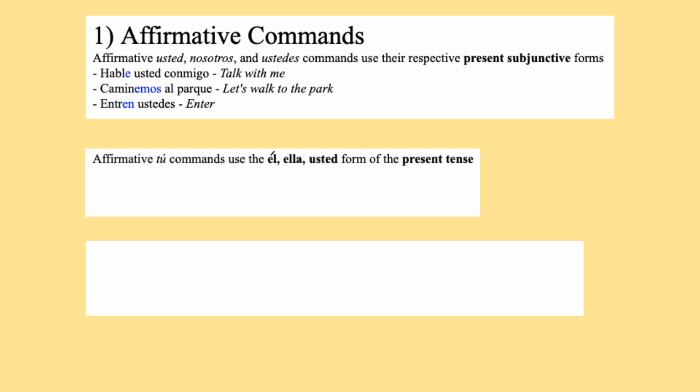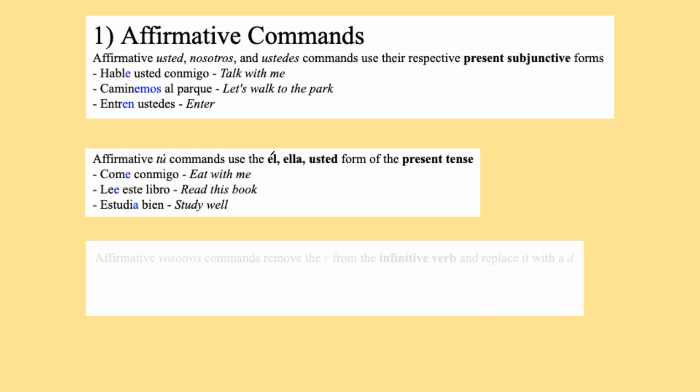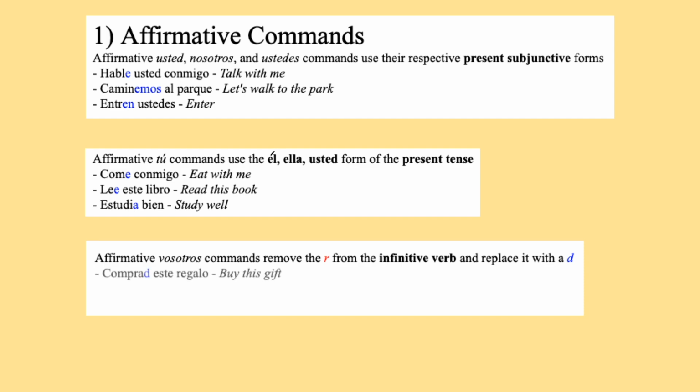And affirmative tú commands will use the third person singular, or él, ella, usted form of the present tense. Come conmigo. Lee este libro. Estudia bien. And affirmative vosotros commands will remove the R from the infinitive and replace it with a D. Comprad este regalo. Escribid una carta. Corred allá.